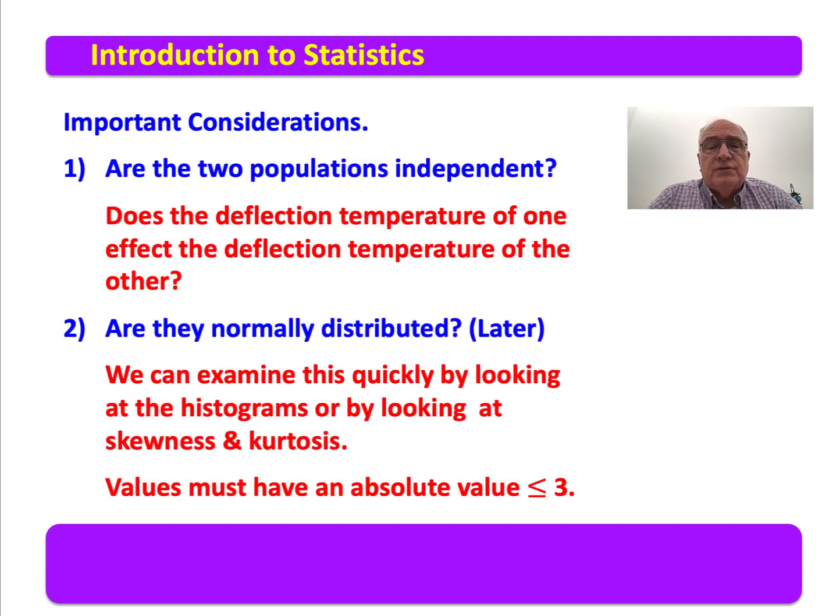Here are the important considerations. Are the two populations independent? Does the deflection temperature of one affect the deflection temperature of the other? And the idea is they certainly don't. They are independent samples. Independent means one does not impact the other one. The other idea is, are they normally distributed?